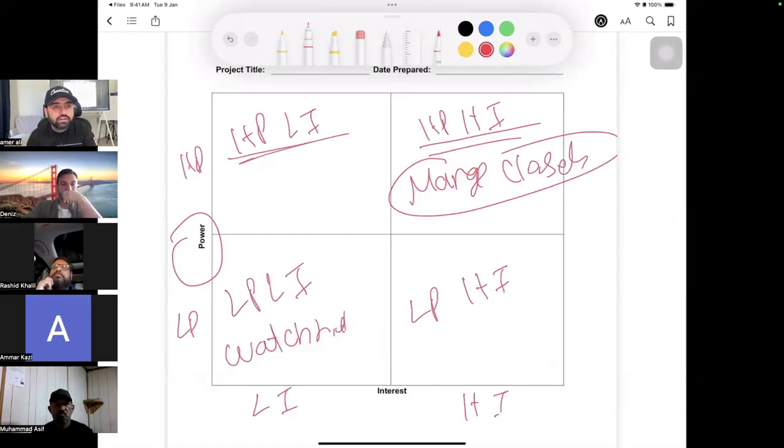A person who has high power, low interest, what do we do about them? The persons who have high power, low interest, what do we do about them?